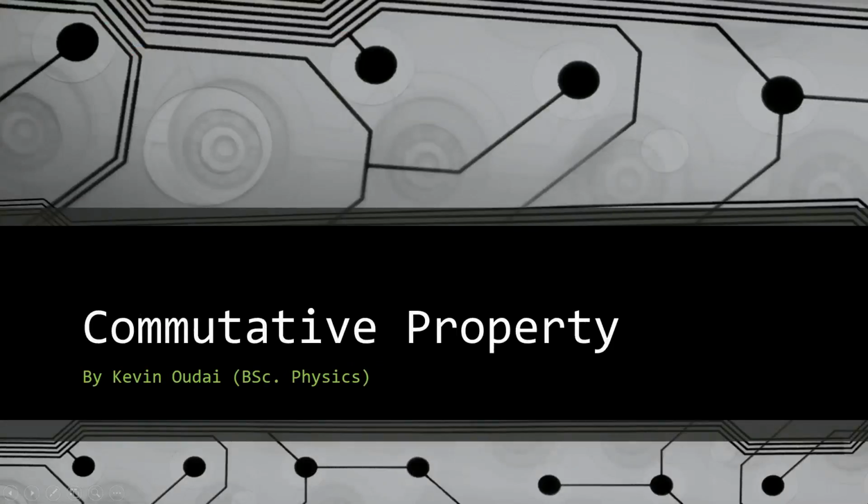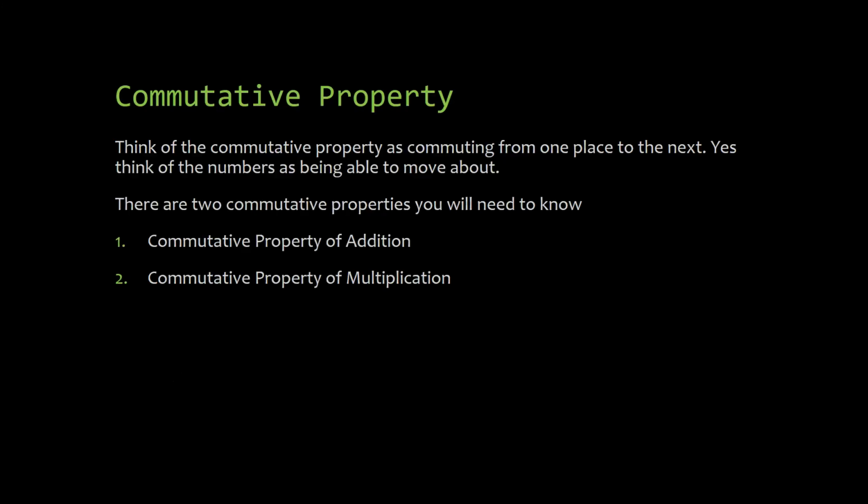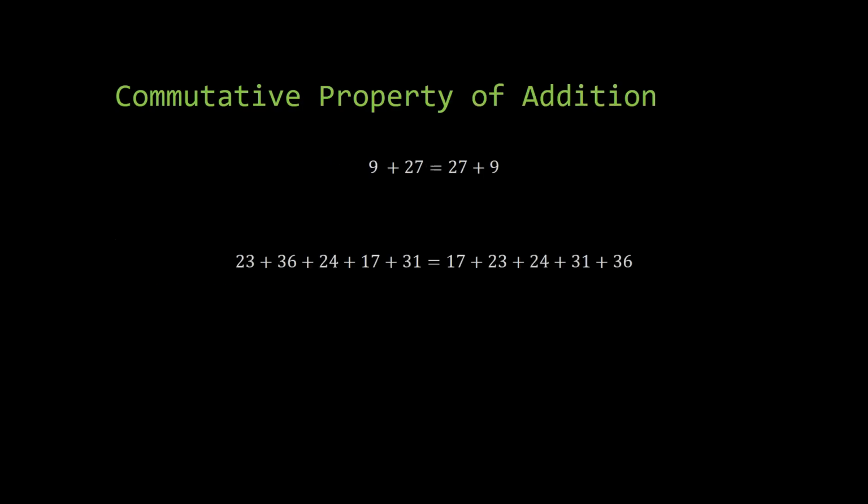In this lesson, we are going to look at the commutative properties of numbers. Now, when you think commutative, you're thinking of commuting or moving from one place to the next, and you're going to start thinking, then that means numbers can move. Yes, numbers can move. So let's say, for example, that we are looking at the numbers 9 plus 27.